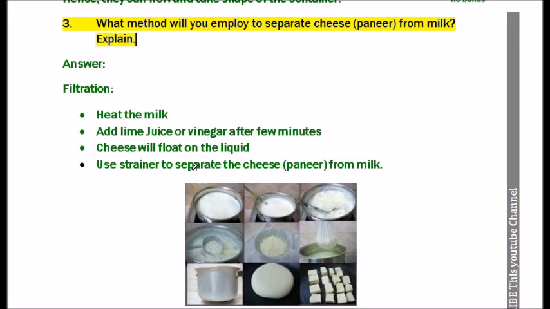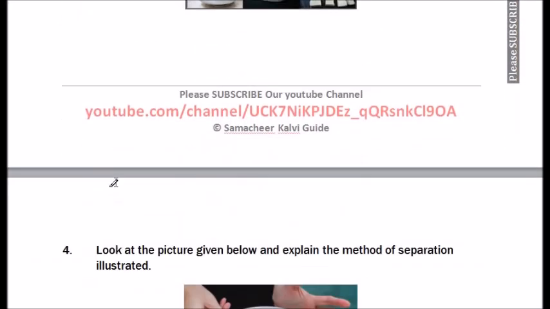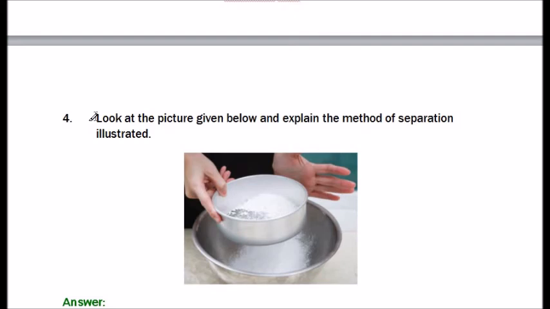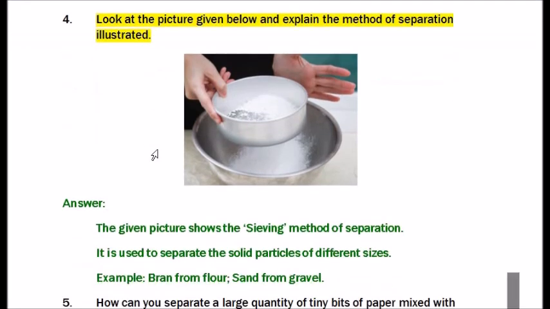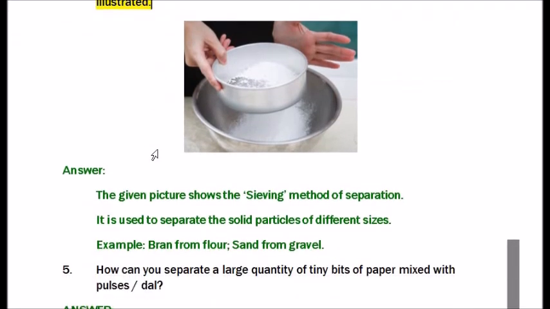Question number 4. Look at the given picture below and explain the method of separation illustrated. Answer is, the picture given shows the sieving method of separation. It is used to separate solid particles of different sizes. Example, bran from flour, sand from gravel, etc.